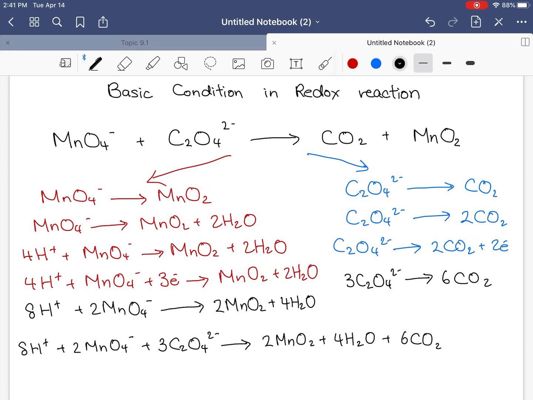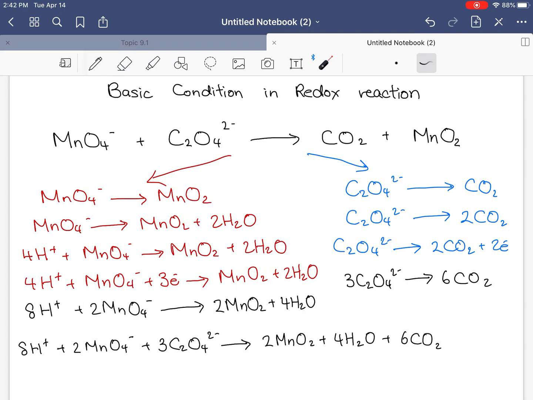Now, normally under acidic condition, this is where you stop. But we're not looking at acidic condition, are we? Today we're looking at basic condition. So what do we do now? Because this is in basic condition. Well, we have one more step. Well, it's two more steps actually. And this step involves hydrogen.